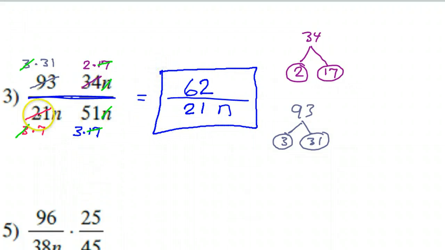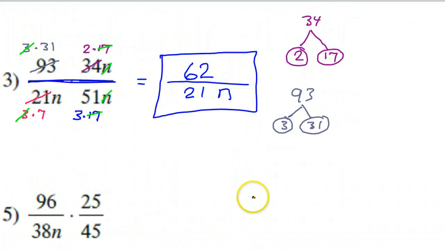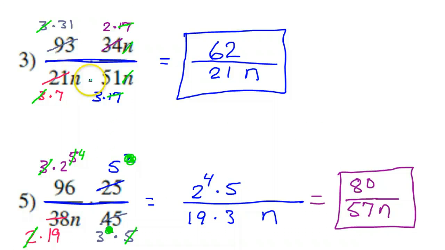Alright, so if you can factor in your head, that's great. Otherwise, do a factor tree. But for problems like this, the prime factorization is your friend. Except let us not forget to state the restrictions. In this case, n cannot equal 0. That is part of the answer because you can't have a 0 denominator.